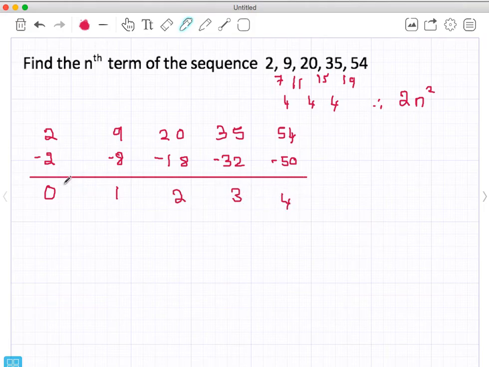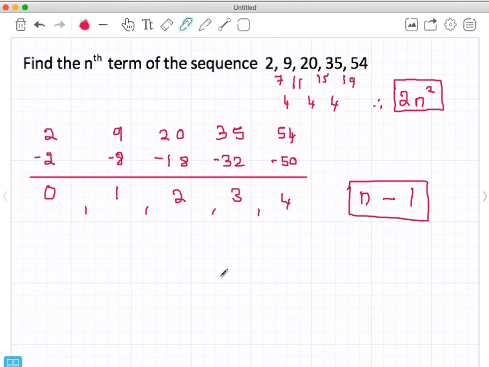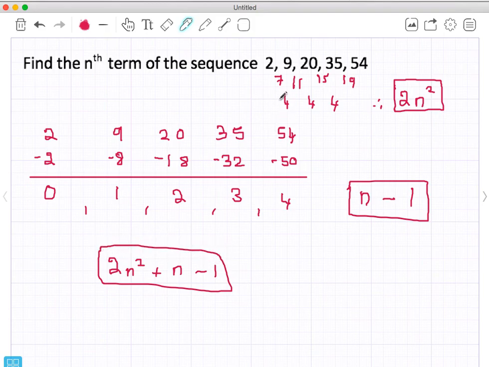and 4. What's the difference each time here? The difference is always 1. So we say 1n. We don't need to write the 1, we just say n. Take 1 away from all of these, and you end up with minus 1. So I've got this bit here from these 4's, and this bit here. So I've got 2n squared plus n minus 1. And again, you're welcome to pause the video and enter n as 3 or 4 or 5 and check that you get these answers when you put that in.